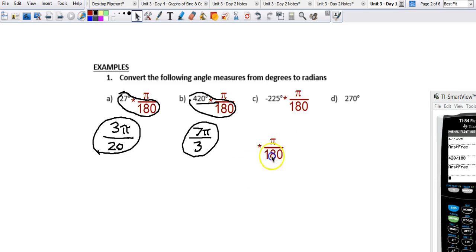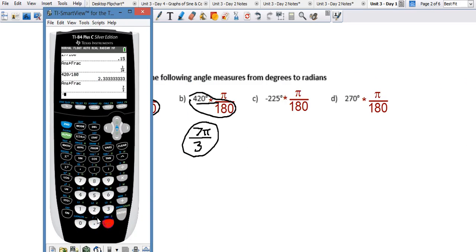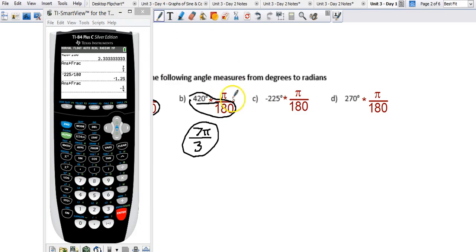And let me get these ready for you. All right, so hopefully you've taken a minute to pause. Let's check those. So negative 225 divided by 180 is negative 1.25. Again, I'm going to convert that, and that's going to give me negative 5 over 4. So your answer is going to be negative 5, put the pi on top, divided by 4.